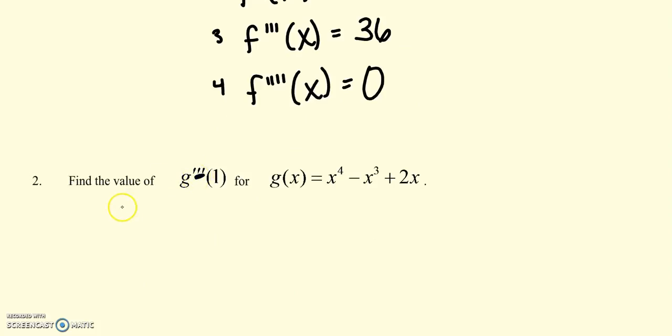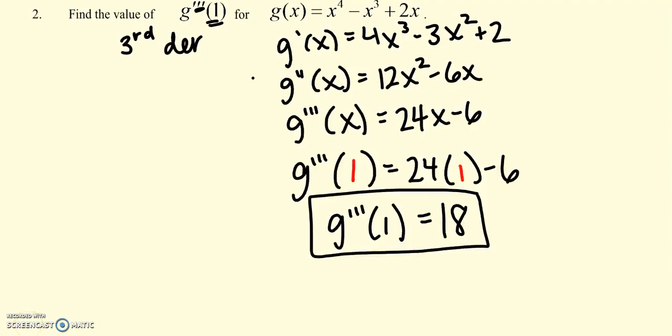So now I want you to find g triple prime, triple prime, third derivative, at x equals 1. The third derivative, plug in 1 with your video paused, and then check your answer once you're done. Pause now. All right, so we get to our third derivative in this line, and then we want to evaluate that third derivative at x equals 1. So we should get g triple prime of 1 is equal to 18.